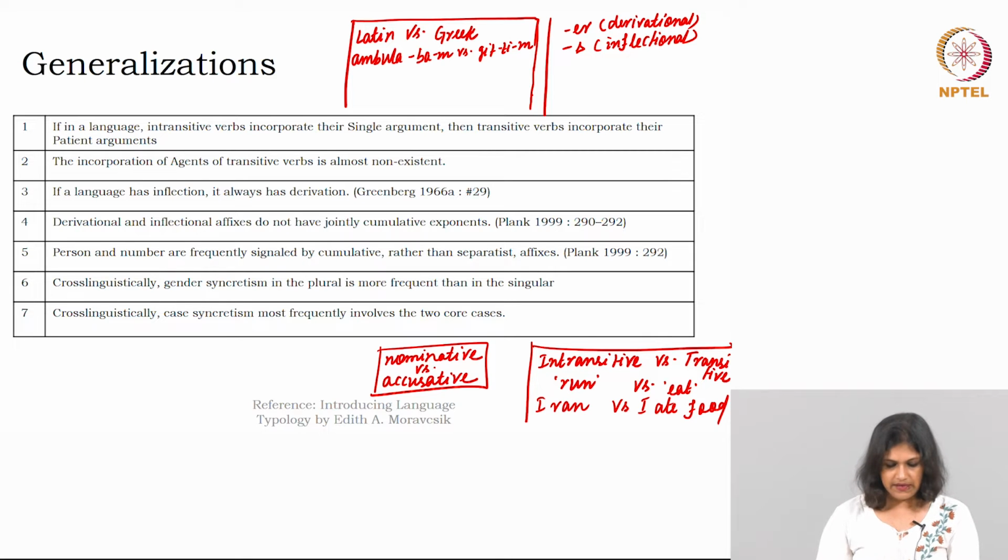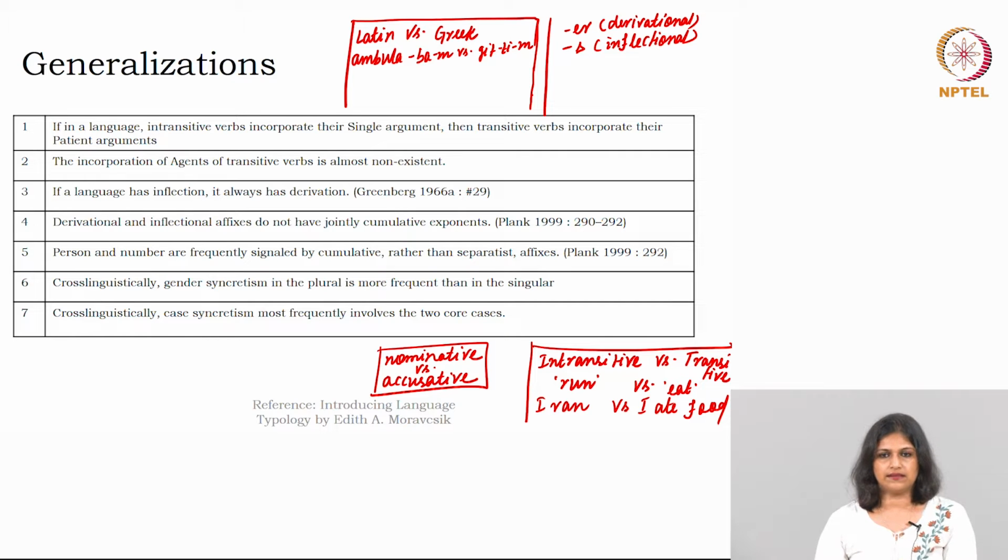Then taking this inflectional and derivational affixes further, the next generalization talks about derivational and inflectional affixes do not have jointly cumulative exponents. So, you cannot have one particular morpheme which will have both the features with a verb like, let us say for example, speak. And person and numbers, these are generally signaled by the cumulative affixes, and the tense form is generally signaled by the separatist affixes, and I have given you the example of Greek and Latin.